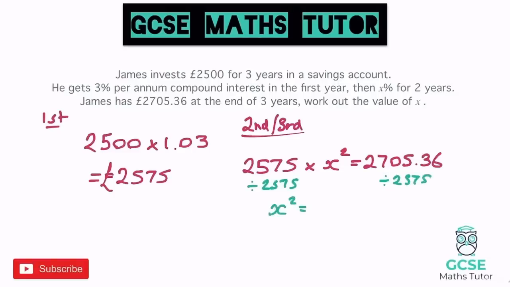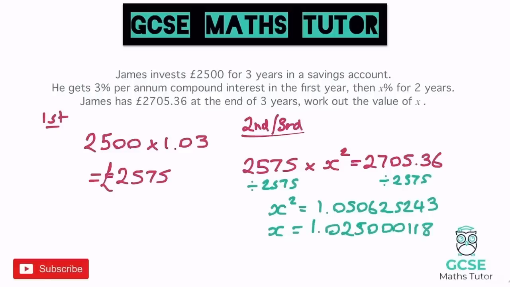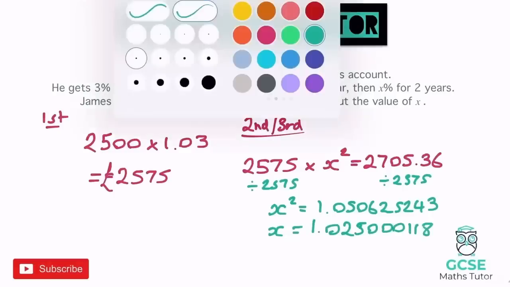So x squared is going to equal, and again let's just do this on the calculator, 2705.36 divided by that gives us this answer here, 1.050625243. That's obviously the value of x squared, so we need to square root both sides. So if we square root that answer, we get the answer 1.025000118. So that gives us our little percentage here. So it's hidden within this decimal.